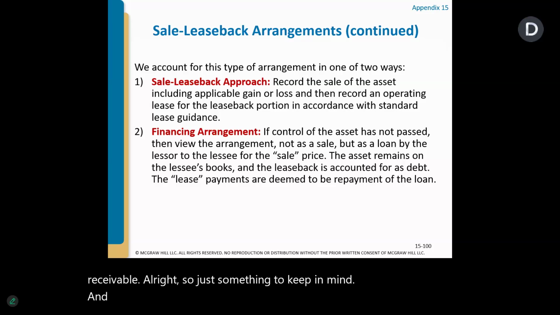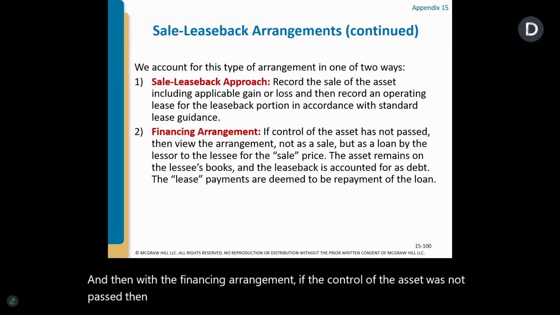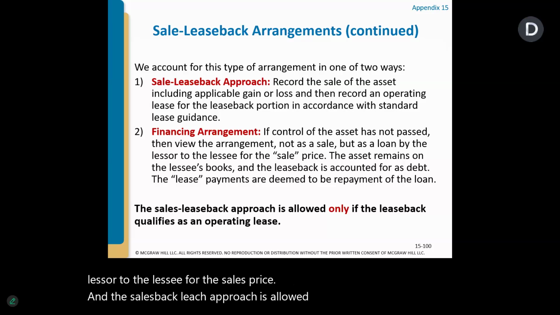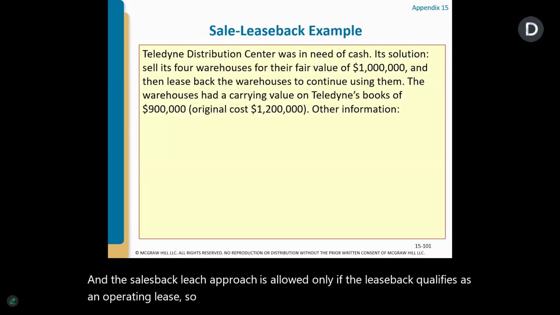And then with the financing arrangement, if the control of the asset was not passed, then they view the arrangement not as a sale, but as a loan by the lessor to the lessee for the sales price. And the sale-leaseback approach is allowed only if the leaseback qualifies as an operating lease. So that's also something to keep in mind.